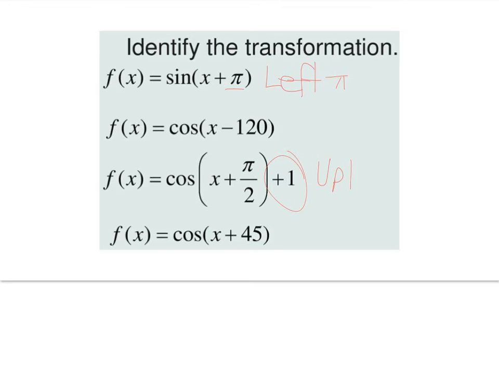Yeah, so the pi would be left. Okay, in here, yeah, it's a left pi over 2. Okay?